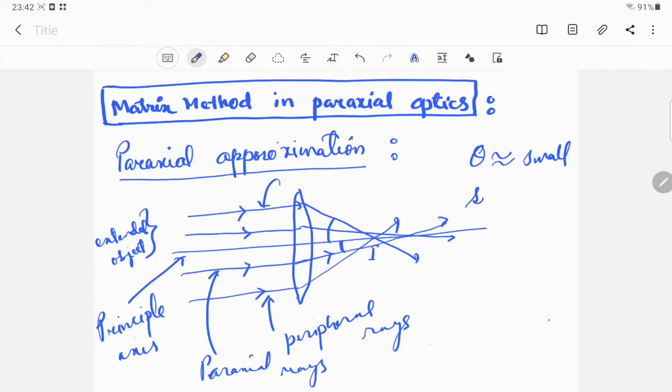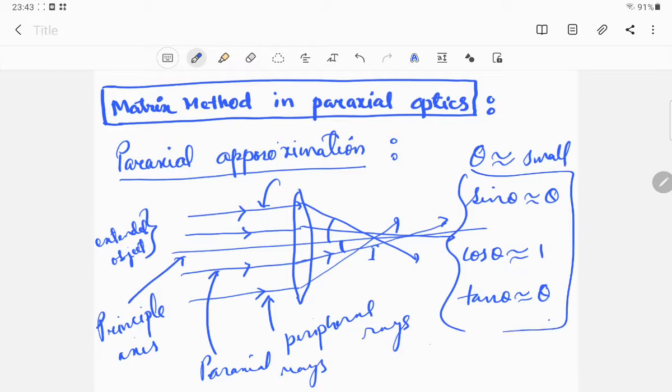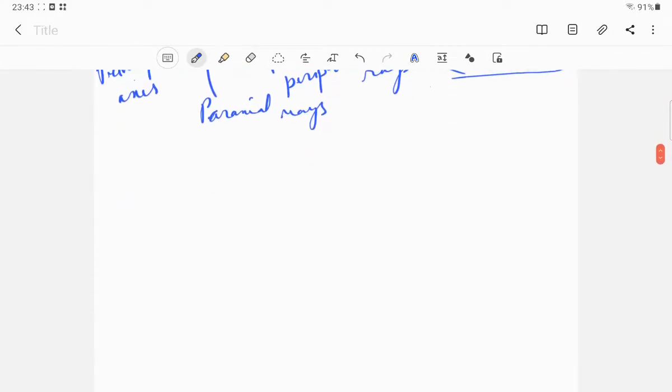So mathematically sin theta is approximately theta, cos theta is approximately 1, so tan theta is equal to sin theta by cos theta, that means it is approximately theta. These are the three things that come under the paraxial approximation. Throughout this syllabus of optics, mostly we will be considering geometrical optics under paraxial approximation. So that is the first thing.